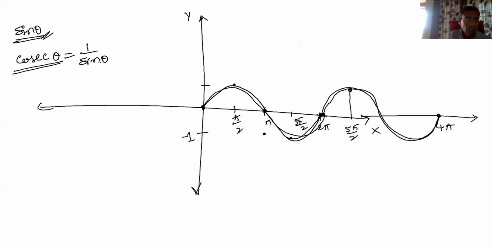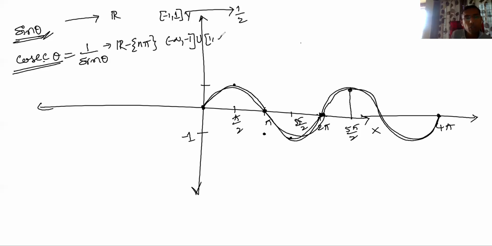Next we'll see the cos graph, but the cosecant theta graph we'll see first. The sine theta domain is all real numbers. But the cosecant theta domain means theta should not be 0, therefore all real numbers but not n pi. The range of sine is minus 1 to 1, and it is opposite for cosecant. If it is 1 by 2, then it's going to be 2. Therefore the range is minus infinity to minus 1 union 1 to infinity.